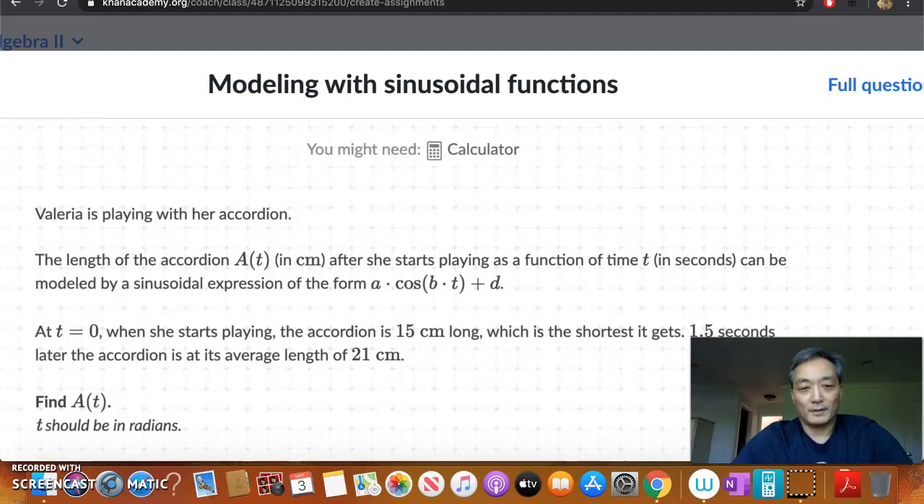Hi everybody. So in today's lesson we're going to look at these problems that deal with modeling with sinusoidal functions. Modeling with sinusoidal functions is basically taking a real life word problem and converting it into a sinusoidal function. So it's a real life example that can be modeled using a sinusoidal function. Let's see how we do it.